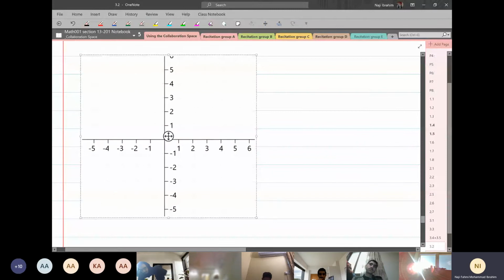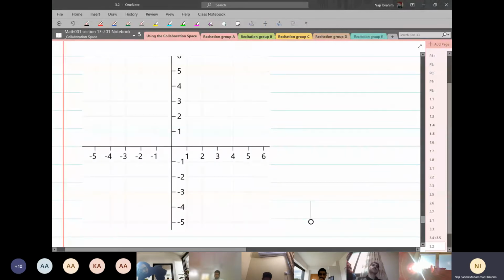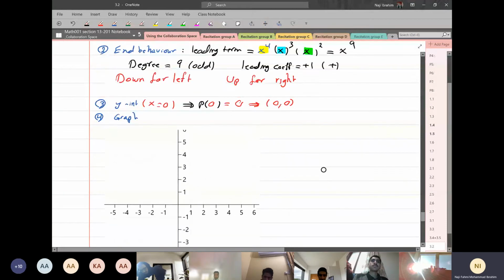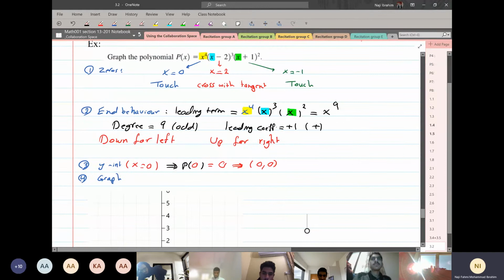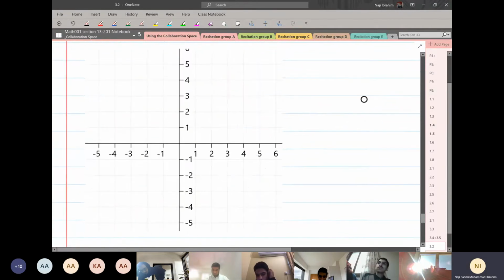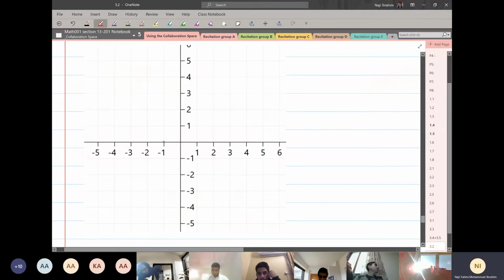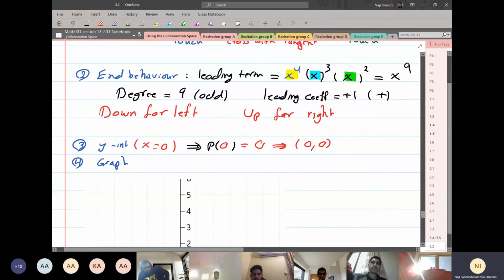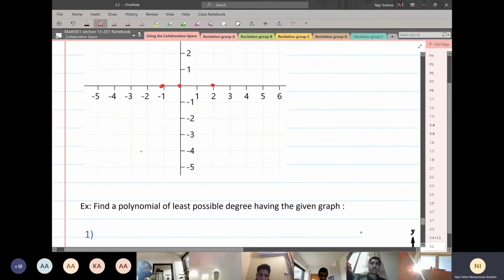Now we will start by plotting the zeros. What are our zeros now? Let's go up. What are the zeros? We have 0, 2, and what? -1. I will plot them here now: -1, 0, and 2. Now, what's the end behavior? It's down far left, up far right. So from the far left, the graph should go down like this. And from the far right, the graph should go where?